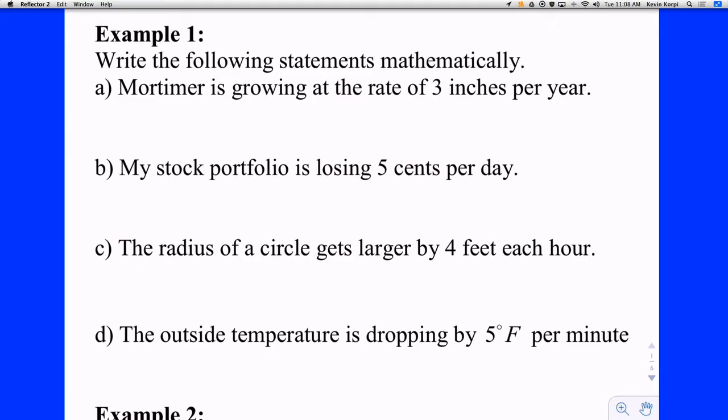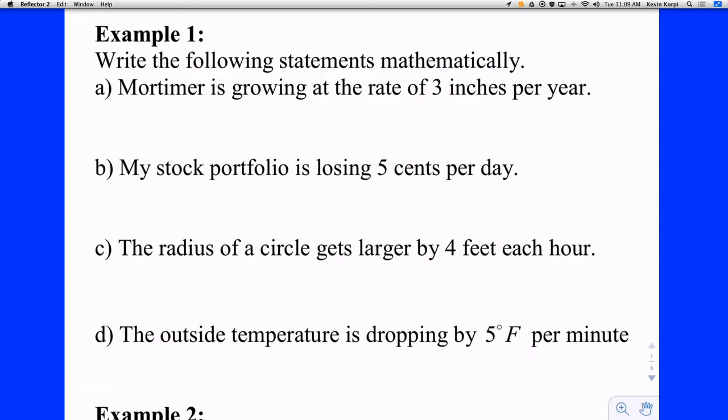So example 1a. There's a guy named Mortimer. Mortimer is growing at a rate of 3 inches per year. Interesting. Now, that's kind of a vague sentence, right? Is he growing in confidence? Is his belly getting bigger? Or is he getting taller? I guess we all have to agree on what it is.